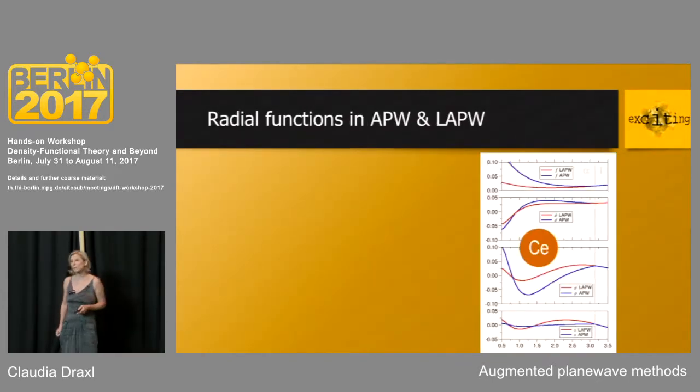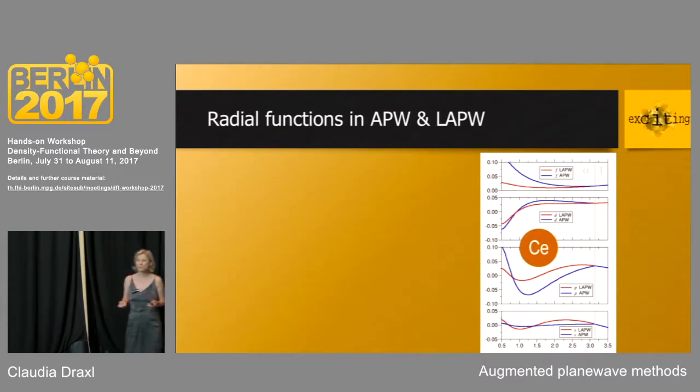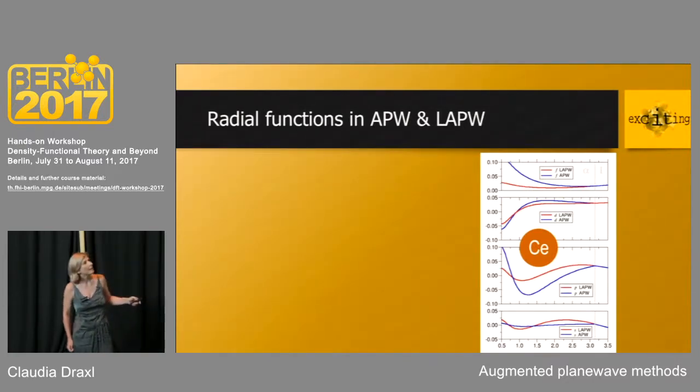But let me explain why this is so costly. You would assume that making this basis function continuous up to the second derivative, you have a perfect basis function. This is indeed so. So look at this. This is a cerium atom. Here you have the S-like, P-like, D-like, and F-like basis functions. And the blue curves correspond to the APW. And APW only makes the value continuous at the sphere boundary. So the sphere boundary is indicated here by this gray line. Whereas the LAPW makes also the slope continuous, which looks much better, of course.